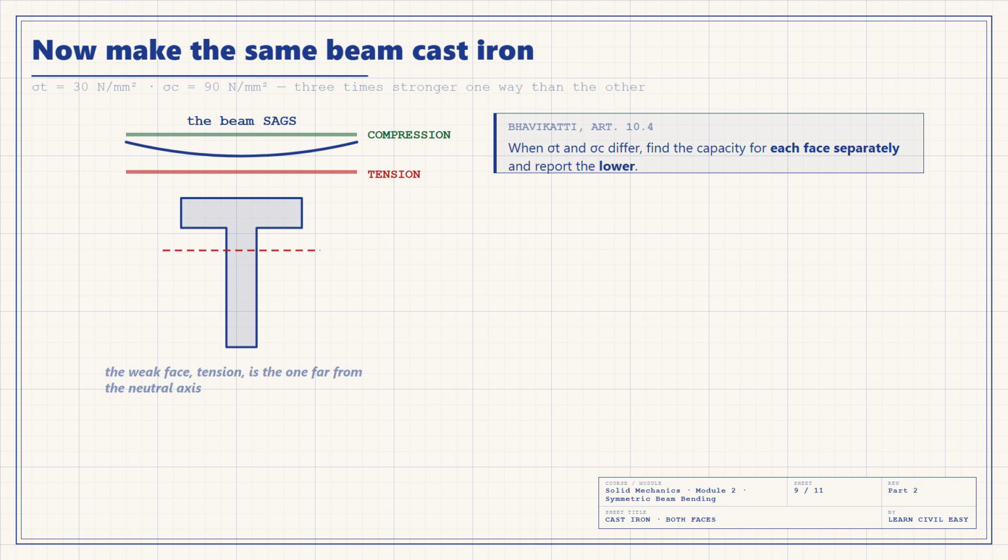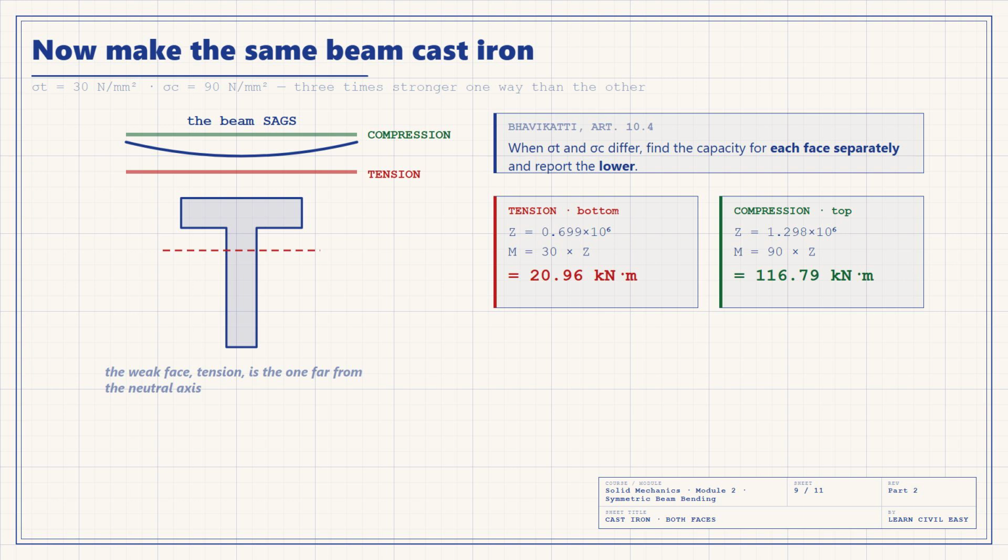So, the tension phase is the bottom, and the bottom has the smaller Z, 0.699 million. 30 times, that is 20.96 kilonewton meters. The compression phase is the top with the larger Z, 1.298 million. 90 times, that is 116.79 kilonewton meters. The lower of the two is 20.96.